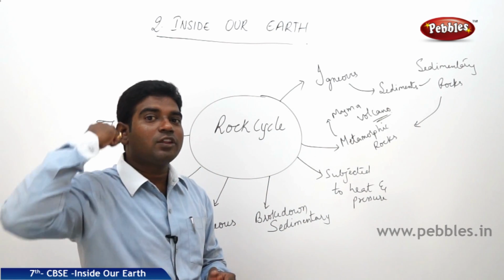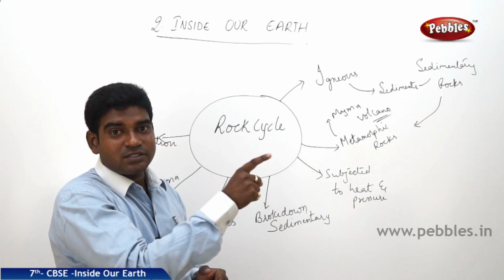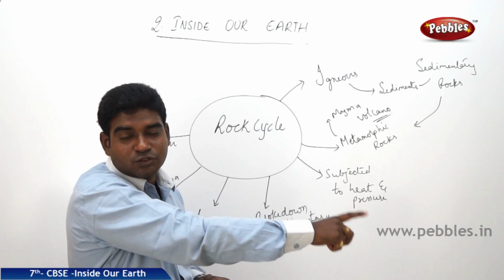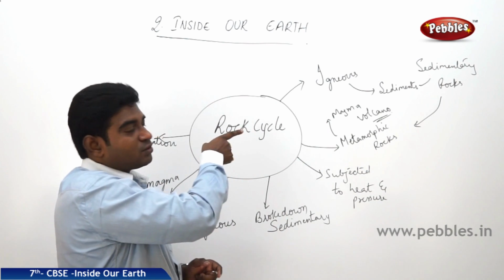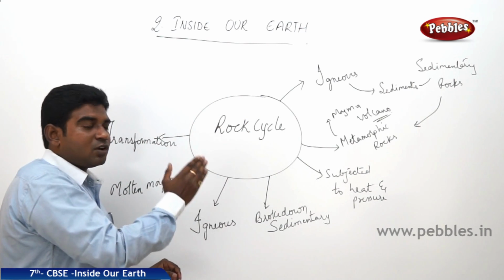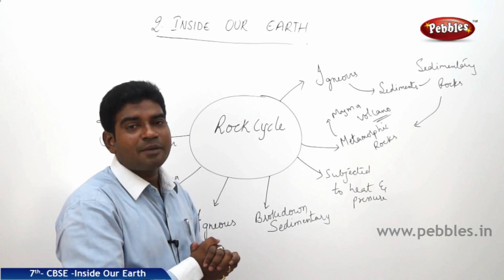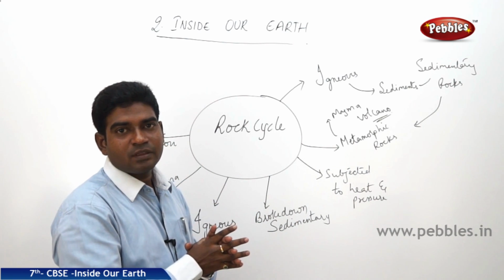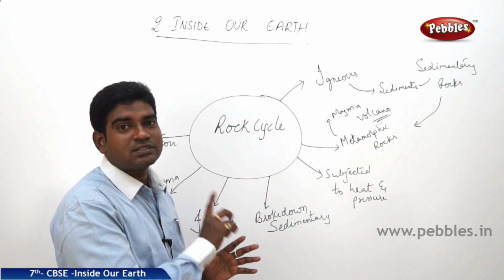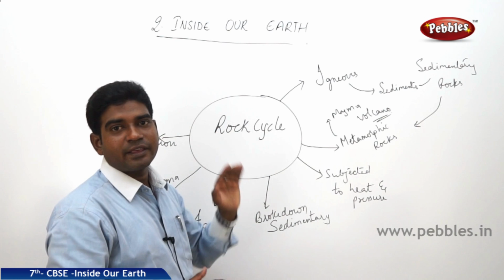Again when the volcano erupts outside, the same metamorphic rocks in the molten state come out as magma, and again the entire process happens. So, again the igneous rocks, again the sediments, again the sedimentary rocks, again the metamorphic rocks, again the magma. So, this entire process is happening continuously. That's why we call this a chain of activities or cycle of activities. That is the rock cycle.